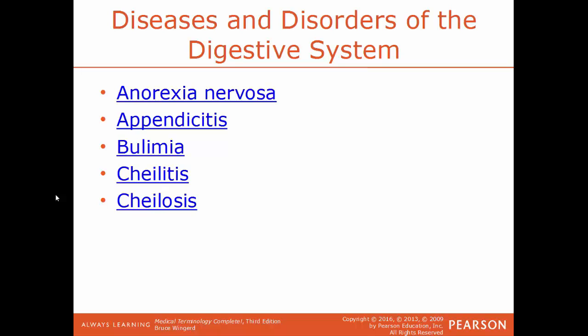Bulimia, this is an emotional disorder, just like anorexia nervosa is. But with bulimia, people will binge eat and then feel guilty about eating so much, then they purge themselves. They force themselves to vomit up the food they just ate. So even though they're eating large amounts of food, the body never has time to get use of that food. So it's a compulsive overeating and then a purging, either by vomiting or by taking laxatives, or maybe both.